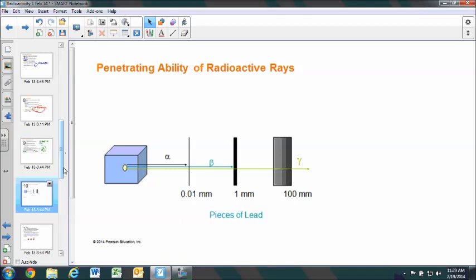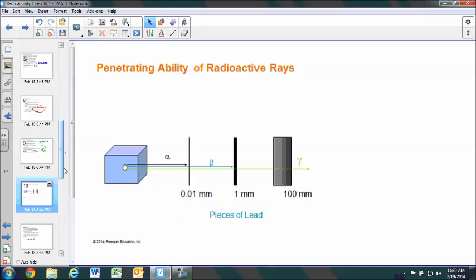So that has to do with the amount of energy that you have, the momentum of the particle. The bigger the momentum, the more energy you have, and that energy is going to be transferred into the atom that is being ionized.